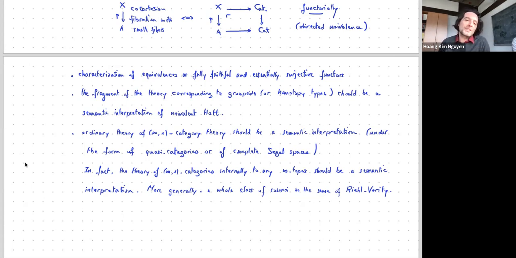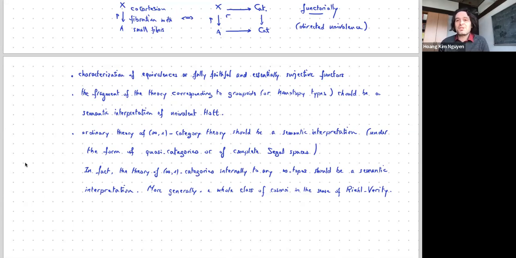Yeah, and the idea is that the theory of quasi-categories, the way they have been introduced by Joyal and then Lurie, is really a semantic interpretation of the theory we want to introduce today. And in some sense, the proof that it is a semantic interpretation is an extension of Voevodsky's proof that Kan complexes form a semantic interpretation of dependent type theory.